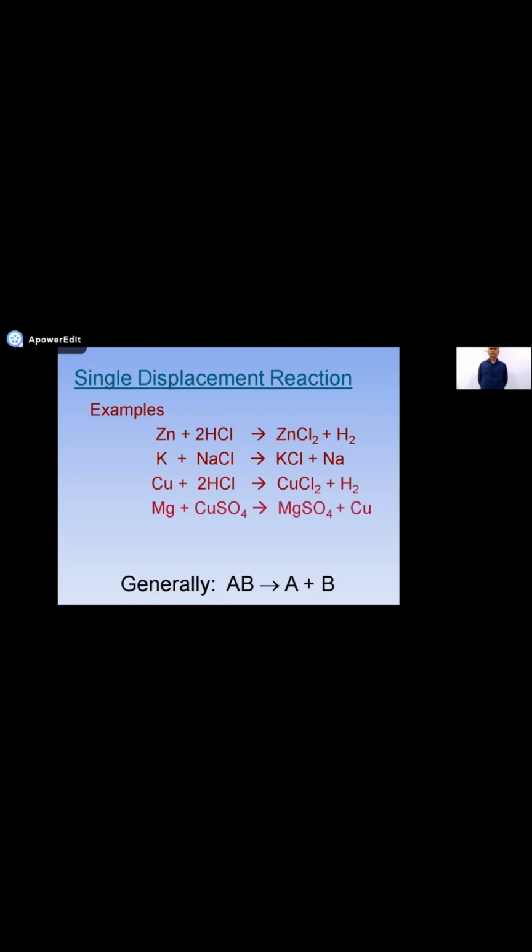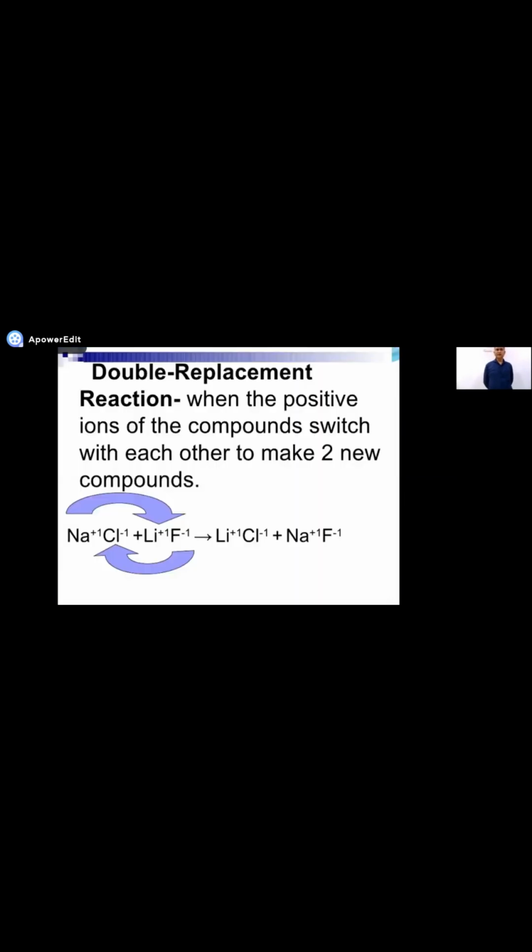Magnesium replacing, chlorine replacing bromine, and these two are there in the book. All right. So synthesis, decomposition, single displacement reaction. Now the double displacement reaction. So simple, this one.